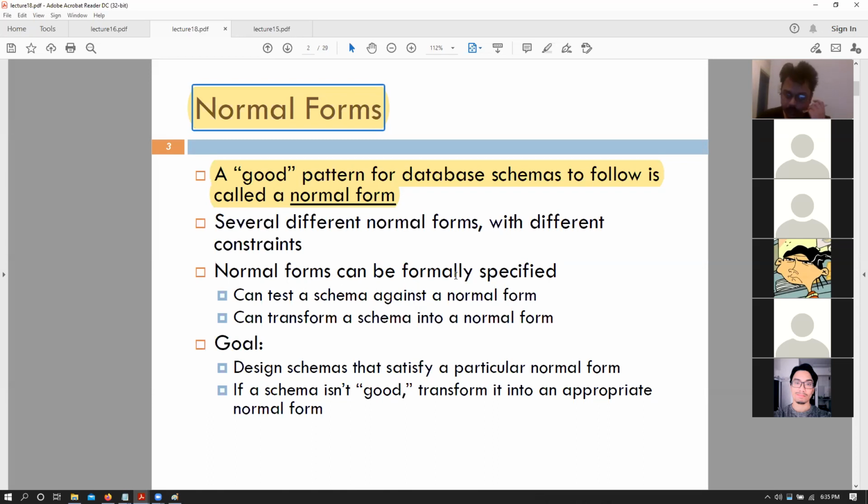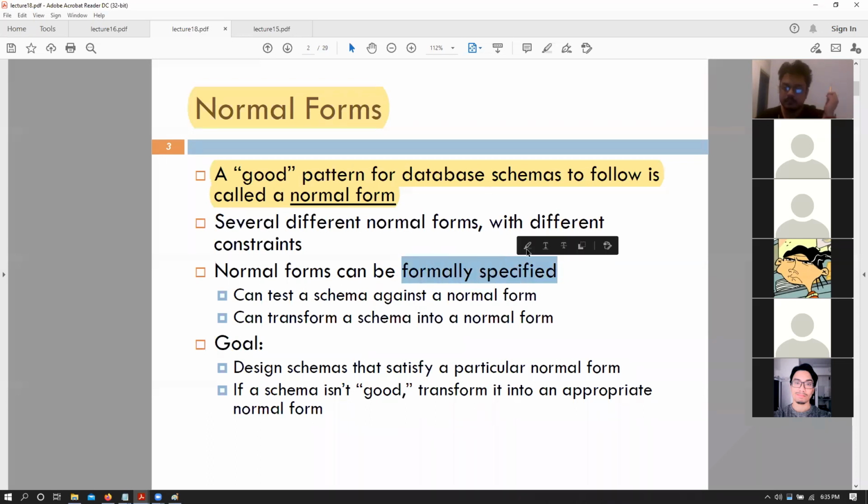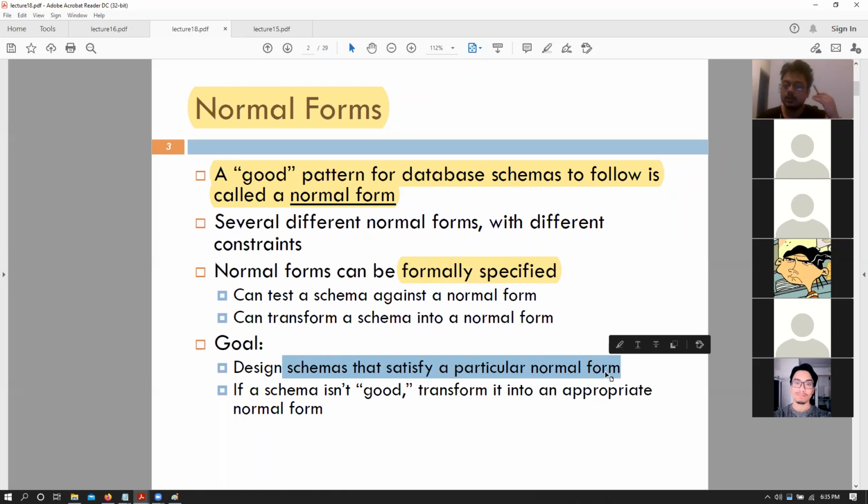And the main important part is that normal forms are formally specified, so you can mathematically argue about your data forms. The goal of using these forms is that we want to design schemas that are going to satisfy a certain particular normal form. We will talk about the first normal form, the Boyce-Codd normal form. We will not talk about the second normal form, but we will talk about the third normal form as well.